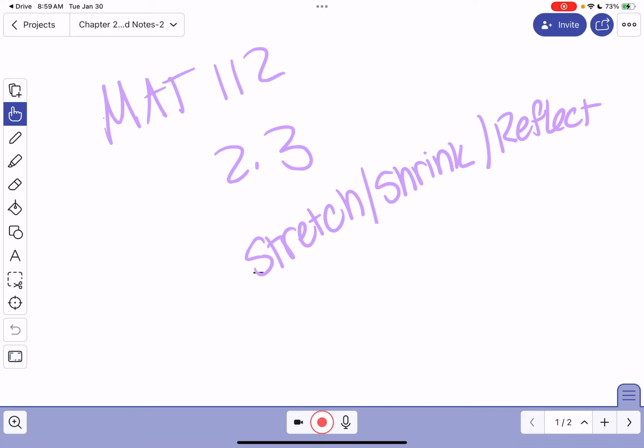This video is going to cover 2.3 for college algebra, which looks at stretching, shrinking, and reflecting graphs and how you can see that in the equation.